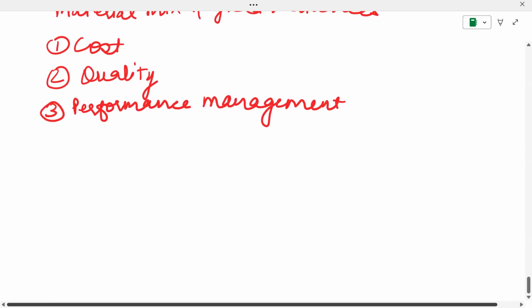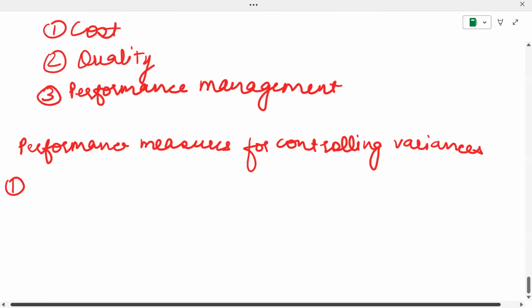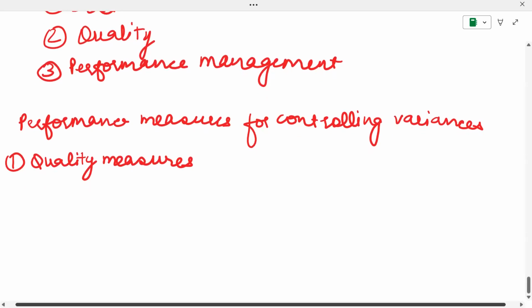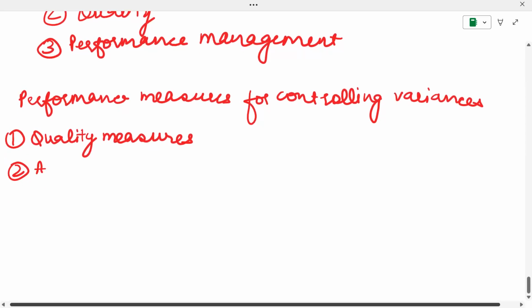So let's also see what are some of the performance measures for controlling production related variances. So if I talk about this, what all can be done? There can be quality measures. Definitely this will help with the material mix. So if they are not meeting the quality, they will be rejected. Then there can be average cost of input.